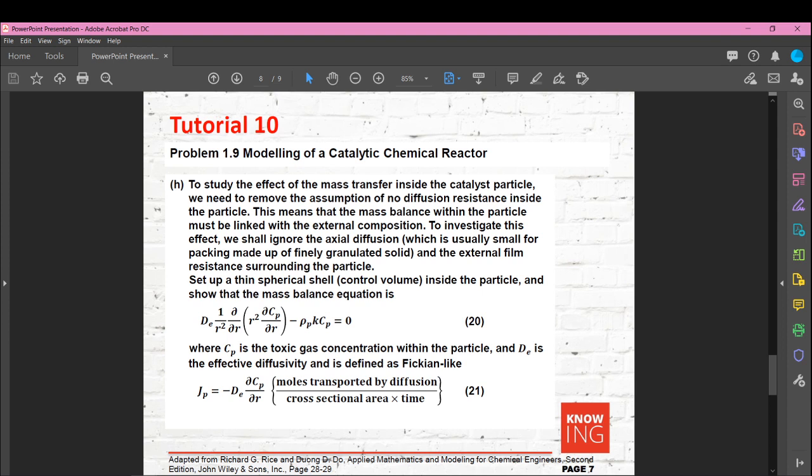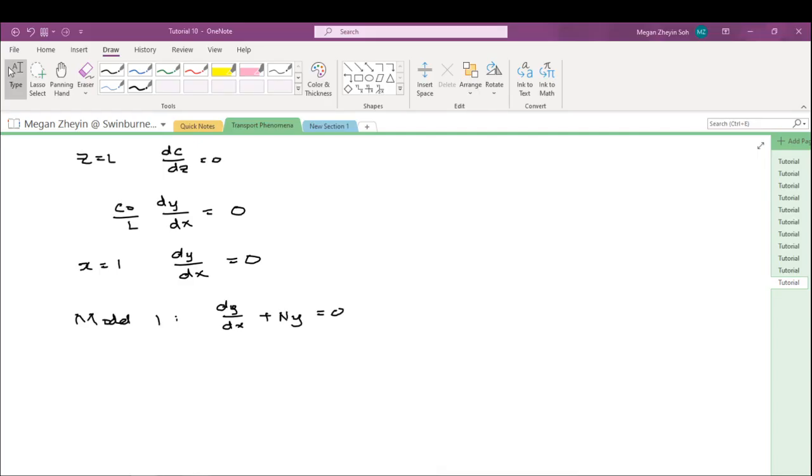So this one is very simple. So we would set up the shell balance. We will do a shell balance.